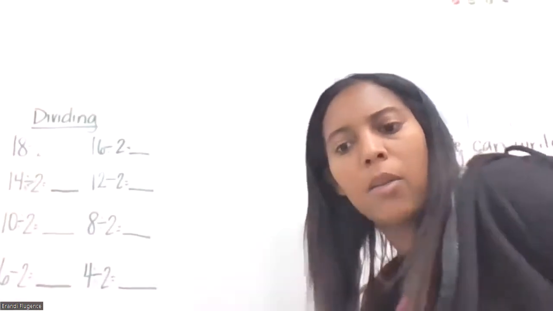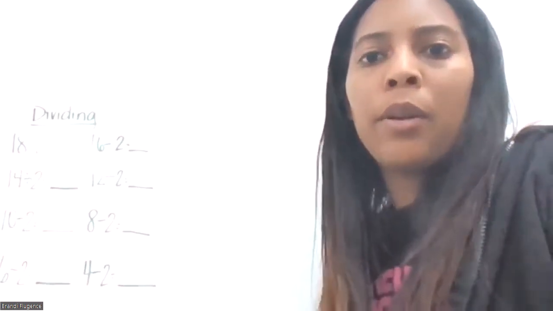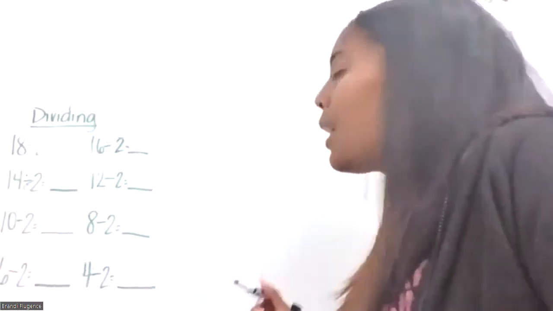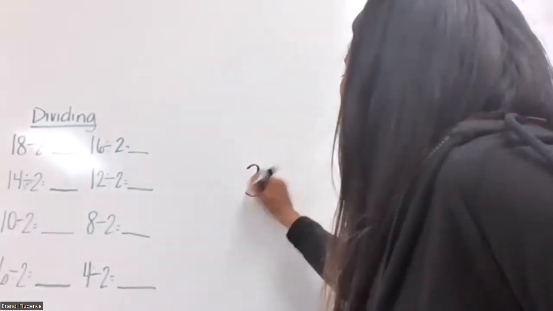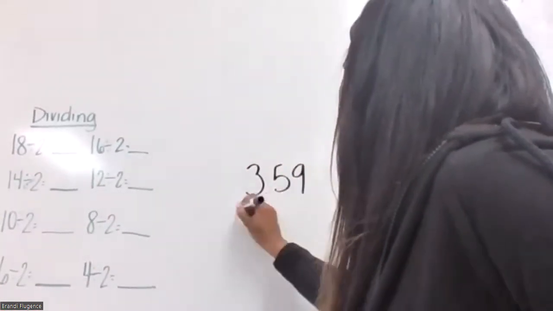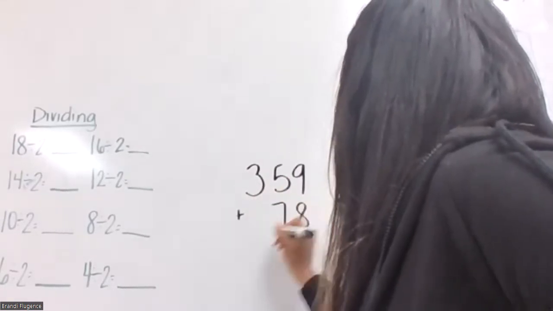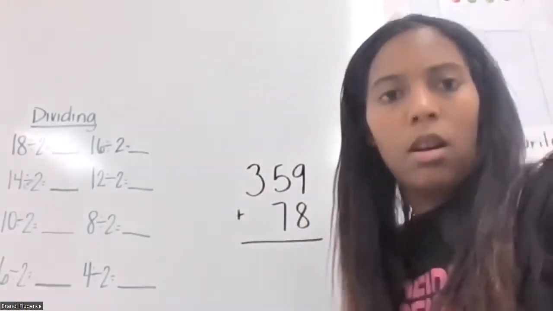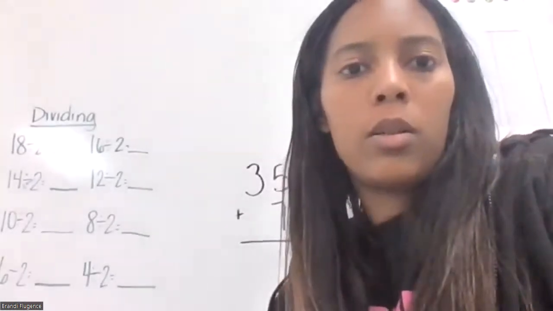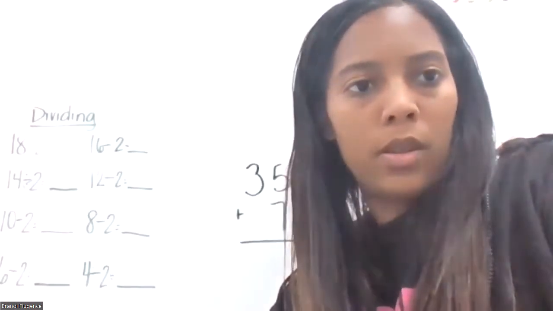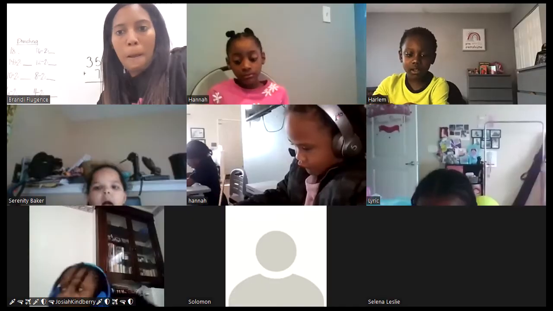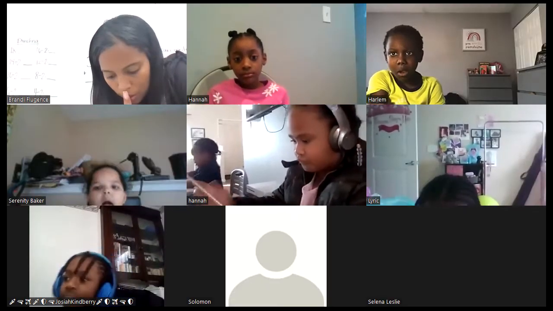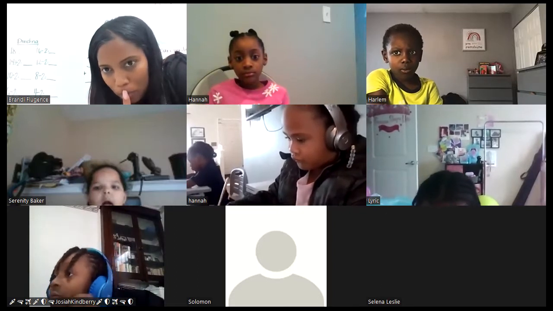359 plus 78. Anyone wants to walk us through this one? Okay, go ahead, Harlan. I didn't know we were supposed to do that. Oh, sorry, I didn't tell you how to do it. Well, we could just do it together. Yeah, go ahead. 18? Try again. 9 plus 8. Count again.